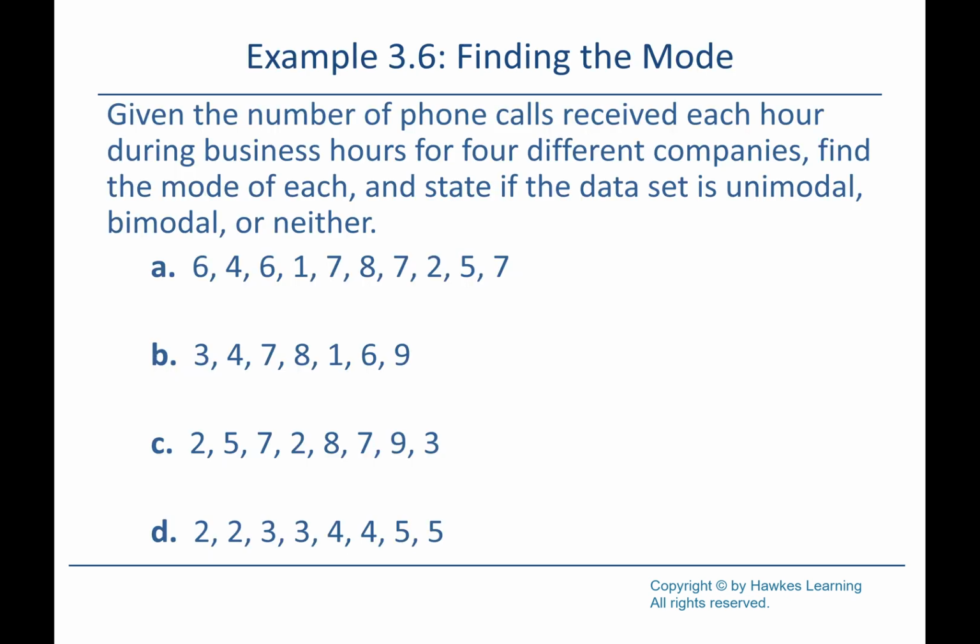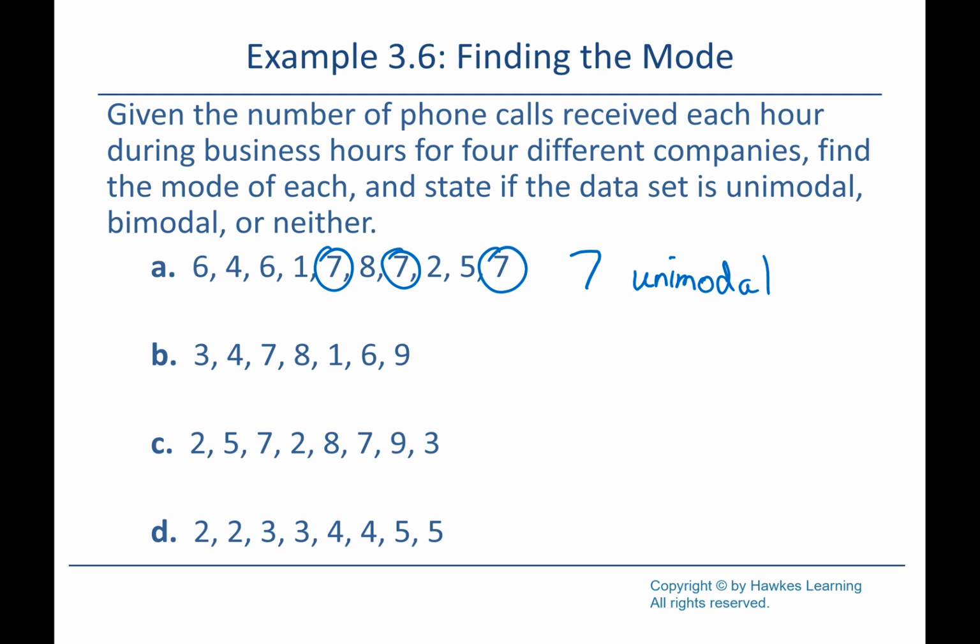We've got the number of phone calls received each hour during business hours for 4 different companies. We want to find the mode. So pause these and look at them if you need to, if you want to try and get them first. And here, we've got 7 on this one 3 times. So our mode would be 7. And since we have one mode, we would call that unimodal.